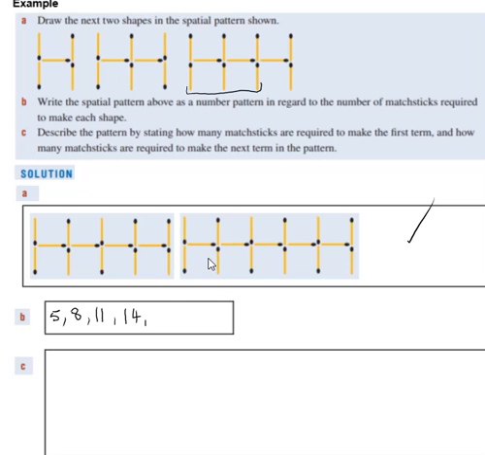And here we have 14 plus another 3, which is 17. And we know that would continue if we continued the pattern. And the last part of the question is describe the pattern by stating the number of sticks required to make the first term and how many sticks are required to make the next term in the pattern. Well, for the first term, we need 5 sticks.